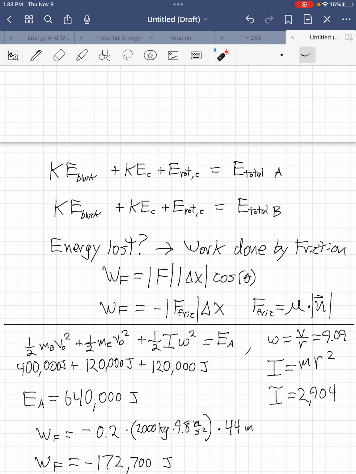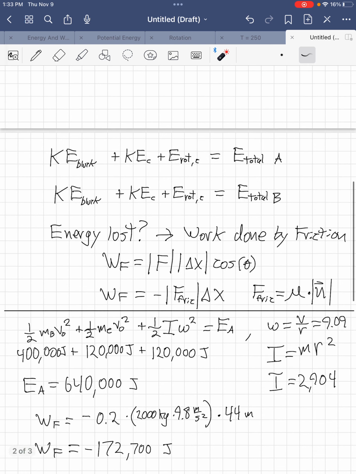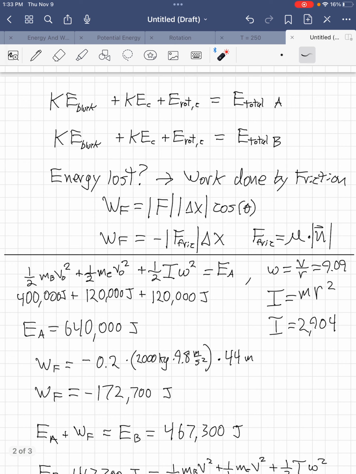And the work done by any force is the magnitude of the force times the displacement times the cosine of the angle between the force and the displacement. And in this case, the displacement, or the direction the block is moving, is opposite the direction that the friction force is pointing, right? The friction force is pointing in the opposite direction of the velocity. So that makes the angle between them 180 degrees.